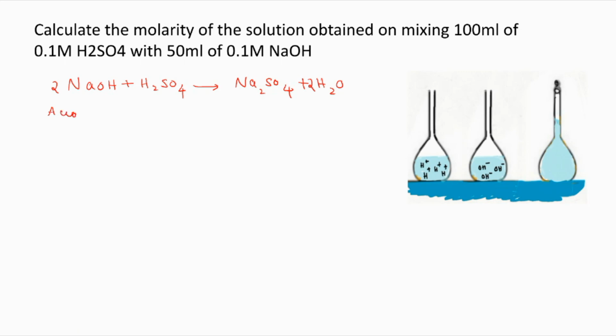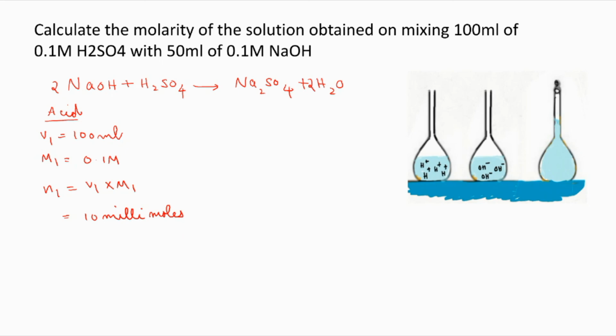What will be the number of moles present in sulfuric acid? Volume of sulfuric acid V1 will be equal to 100 ml. What will be the molarity of that? M1 will be equal to 0.1 molar. So from this, is it possible to calculate the number of moles? N1 is equal to V1 into M1. That one will be equal to 10 millimoles. We are not converting it into liter, so that you can do the problem easily without decimals.